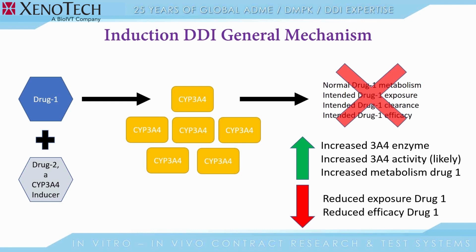Now, one of the most well-known and common examples of this in the real world is oral contraceptives and rifampin. So rifampin is a very strong CYP3A4 inducer. So when taken in conjunction with oral contraceptives, which are generally metabolized by CYP3A4 enzyme, taking the rifampin and increasing the amount of CYP3A4 will lead to increased metabolism of the oral contraceptive drugs, and therefore they'll be less effective.